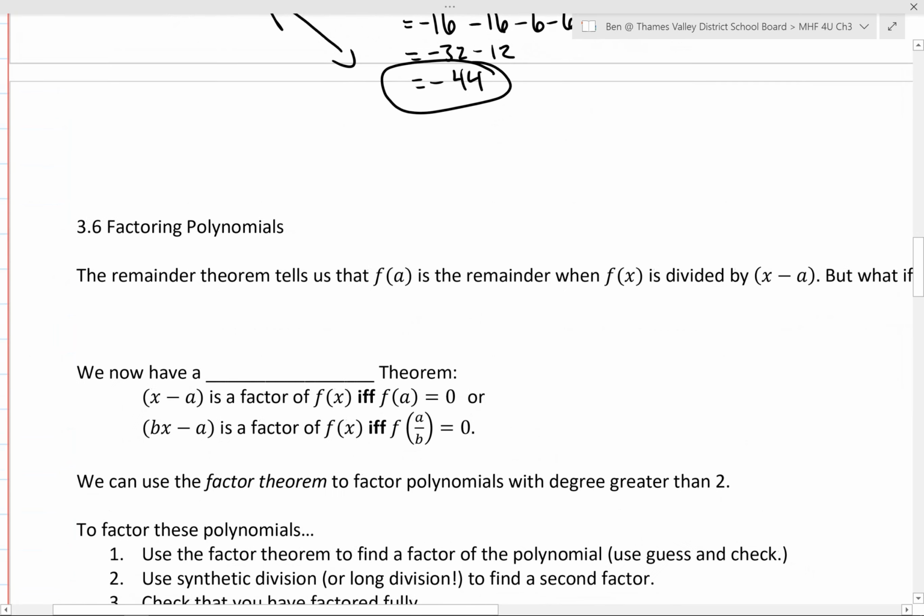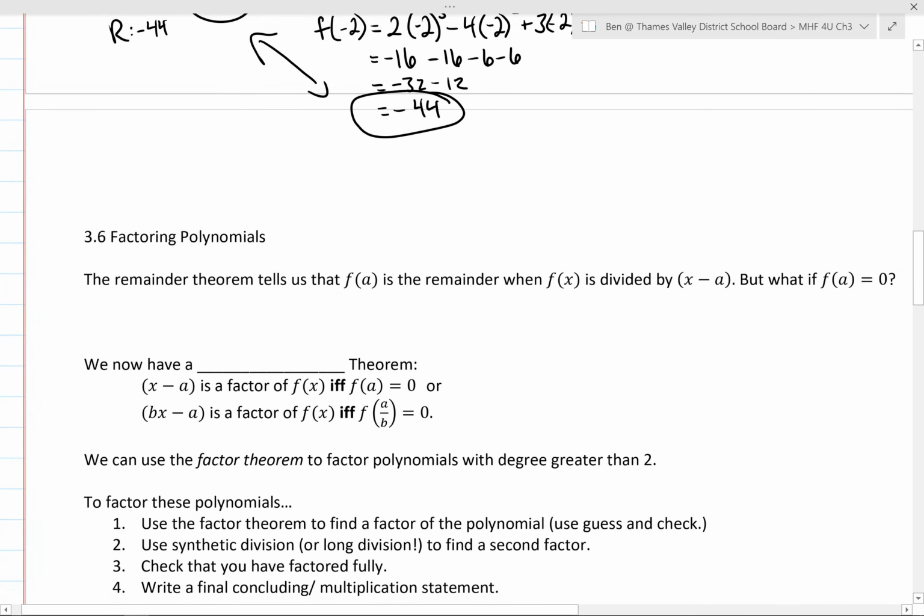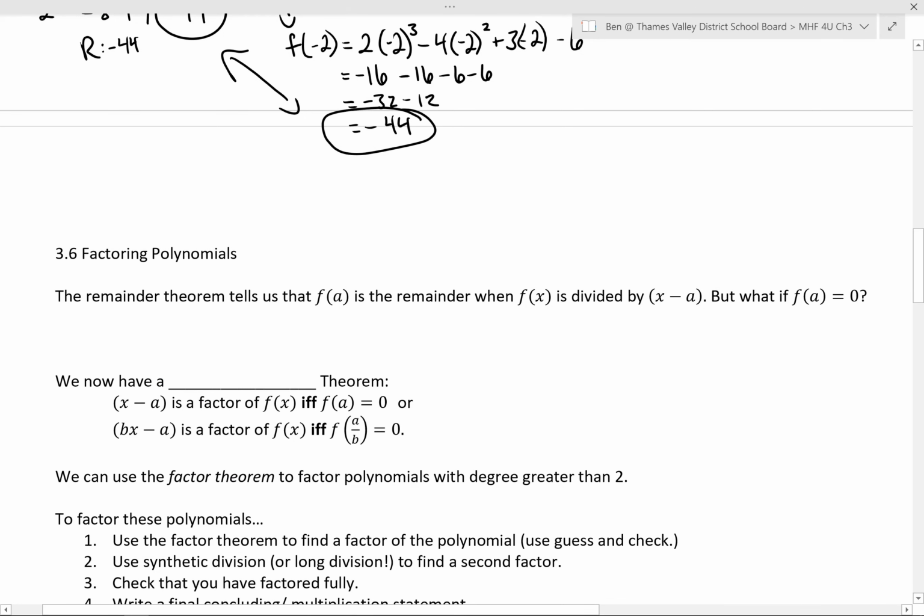All right, now the remainder theorem tells us that f at a is the remainder when f at x is divided by x minus a. Now, what would that tell us if f at a equals 0? Well, if f at a equals 0, then the remainder equals 0.